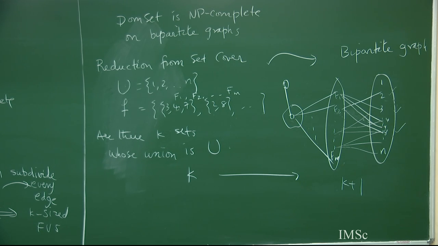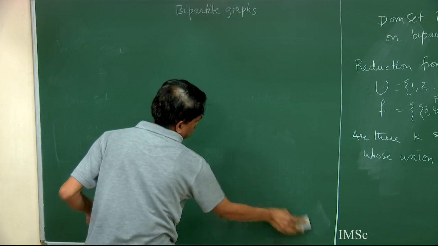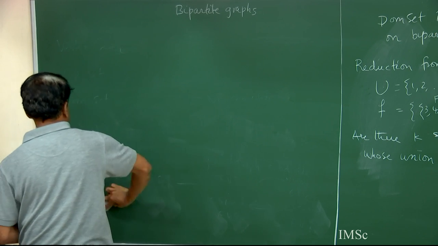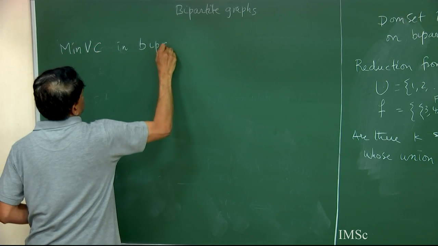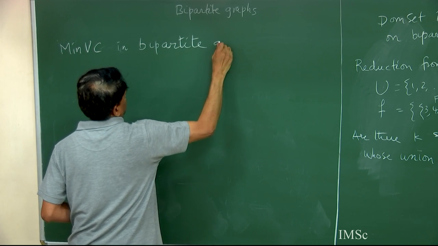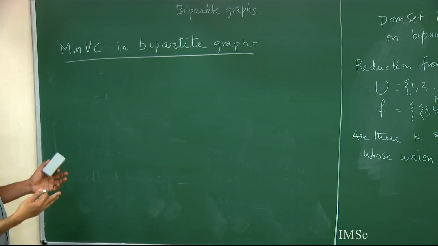So now we will look at a polynomial time algorithm for vertex cover in bipartite graphs, which will immediately imply a polynomial time algorithm for maximum independent set as well, because the complement of a vertex cover is a maximum independent set. Vertex cover or maximum independent set.